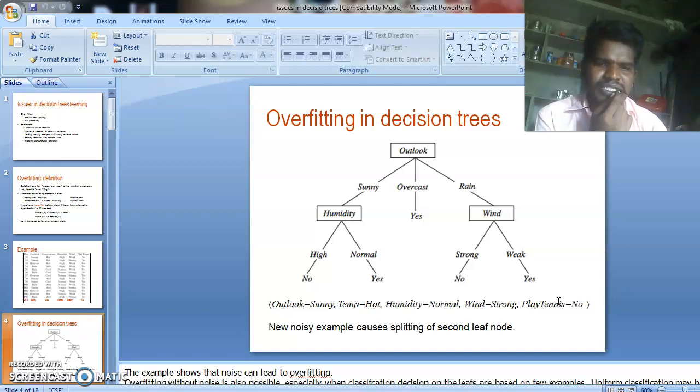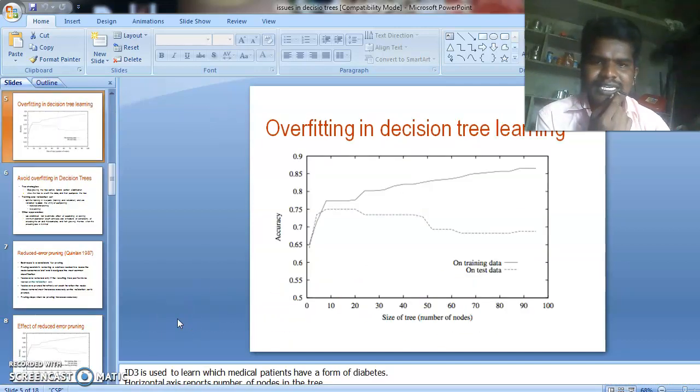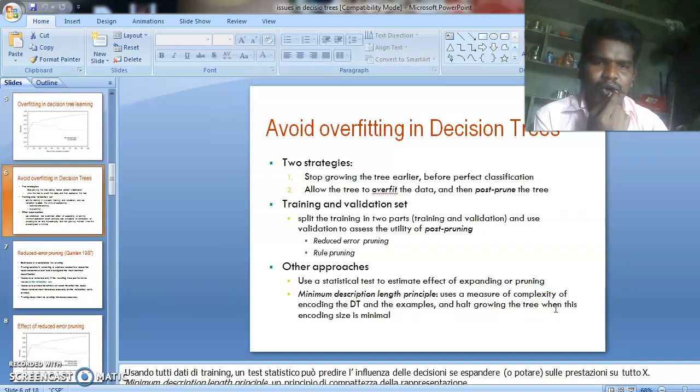New noisy examples cause splitting of the second leaf node. This is the graphical representation of overfitting in decision tree learning. The solid line indicates accuracy on the training data and the dotted line indicates accuracy on the test data. This is the accuracy of the data set, and this is the size of the tree. These are the training examples, these are the nodes. And next, avoiding overfitting in decision trees.